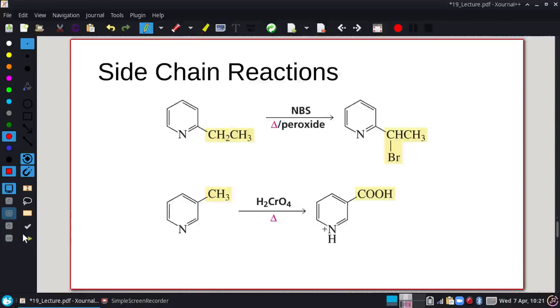All right, now side chain reactions here are very similar to just a regular old benzene. So the nitrogen, or the heteroatom in general, is not really affecting these. So if we treat the ring with NBS, it's going to put a halogen, bromine, right on the benzylic position. And if we treat a carbon that has at least a hydrogen off there with chromic acid, we will turn it into a carboxylic acid without any trouble.